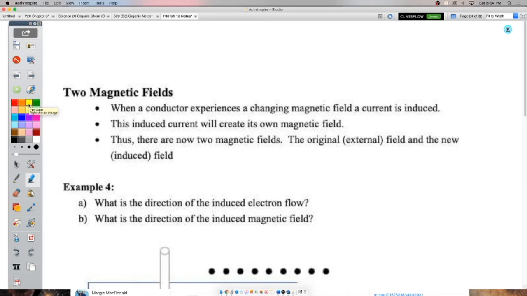Yes, today we've now put together that when a conductor experiences a changing magnetic field, a current is induced. But what do we know that a current induces? What did we just spend a lot of last topic talking about? We talked about an induced current creating its own magnetic field, right? A current induces a magnetic field. So a magnetic field induces a current, which induces its own magnetic field. There are now two magnetic fields: the original one, the external one, and a new induced field. So how can that look?